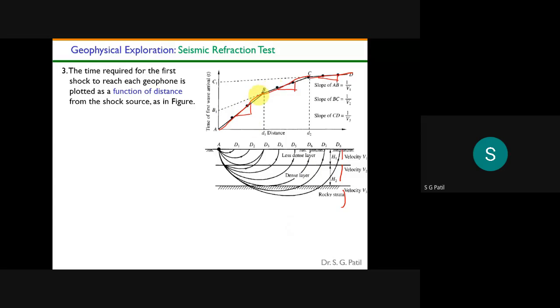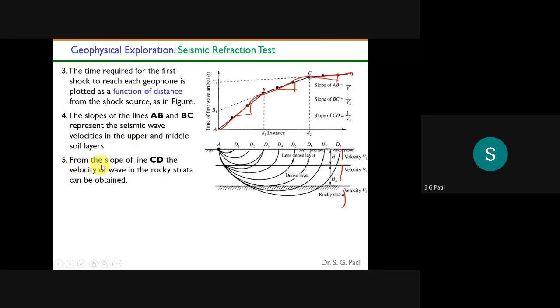If you are getting only two slopes, then that means you have only two types of soil layers. If you are getting three slopes, that indicates you have 3 layers of soils before reaching the bedrock. Then the slopes of AB and BC represent the seismic wave velocity in the upper and middle soil layers. From the slope of line CD, the wave velocity in the rock strata can be obtained.